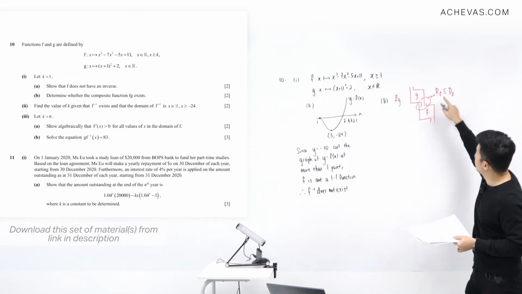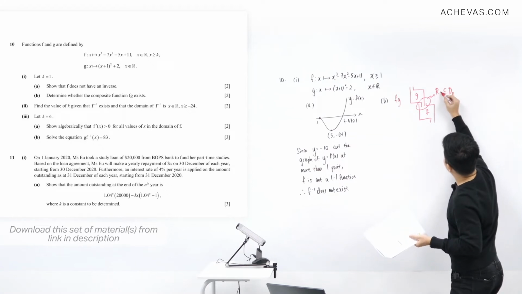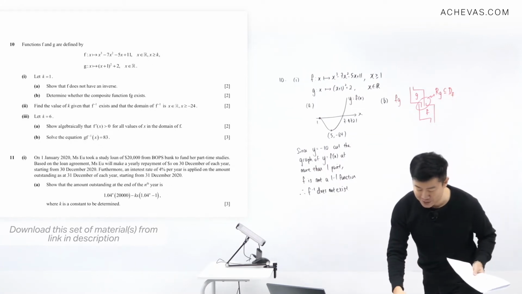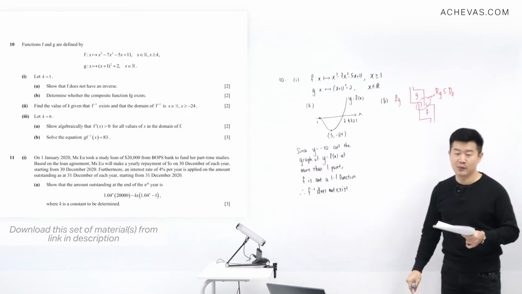Oops, I wrote wrongly. So here it should be g. So this is going to be the range of g. Everything that comes out from g must be a subset of the domain of f. So we are going to try to find the range of g.